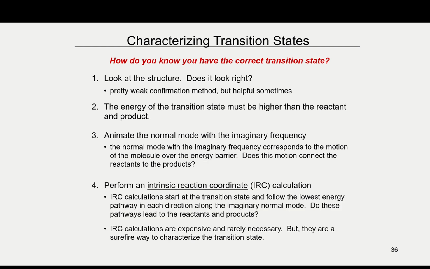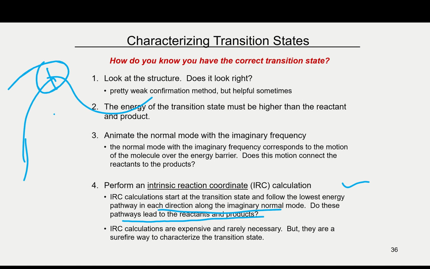The fourth one is the intrinsic reaction coordinate, IRC, calculation. An IRC calculation starts at the transition state and follows the lowest energy pathway in each direction along the imaginary normal mode. Do these pathways lead to the reactants and products? Okay, IRC calculation, what does it do? It starts at the transition state and follows the lowest energy pathway, like in here, this one.